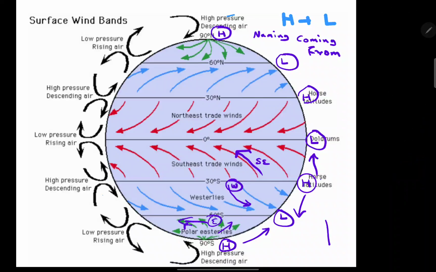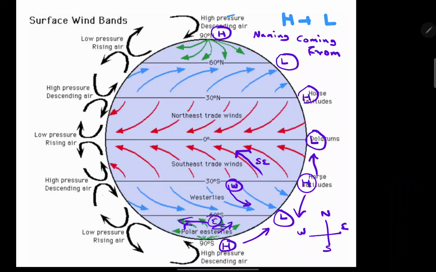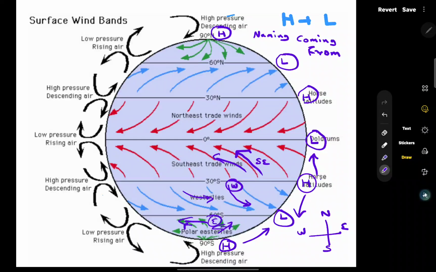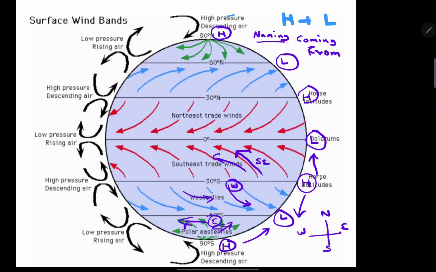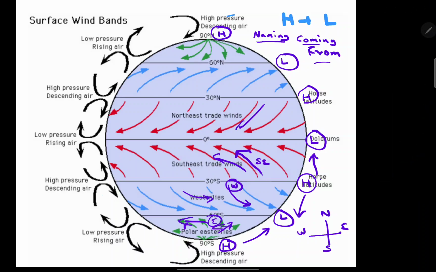As you all know, north, south, east and west. So these winds are coming like this, these winds are coming like this, these winds are coming like this. So the names will come the same, which I told you, by where they are coming from. Same goes for the north side of your equator. These winds will come like this, so these are called northeast trade winds.